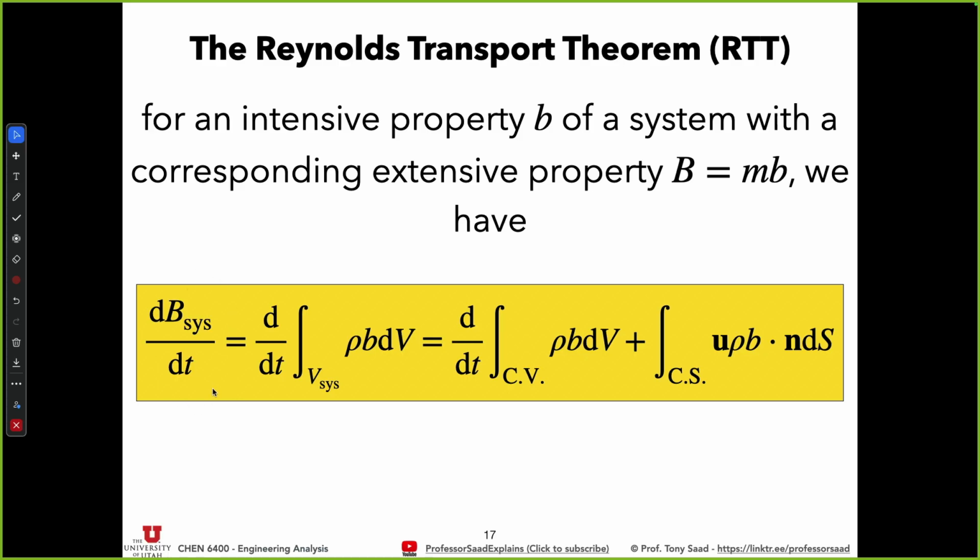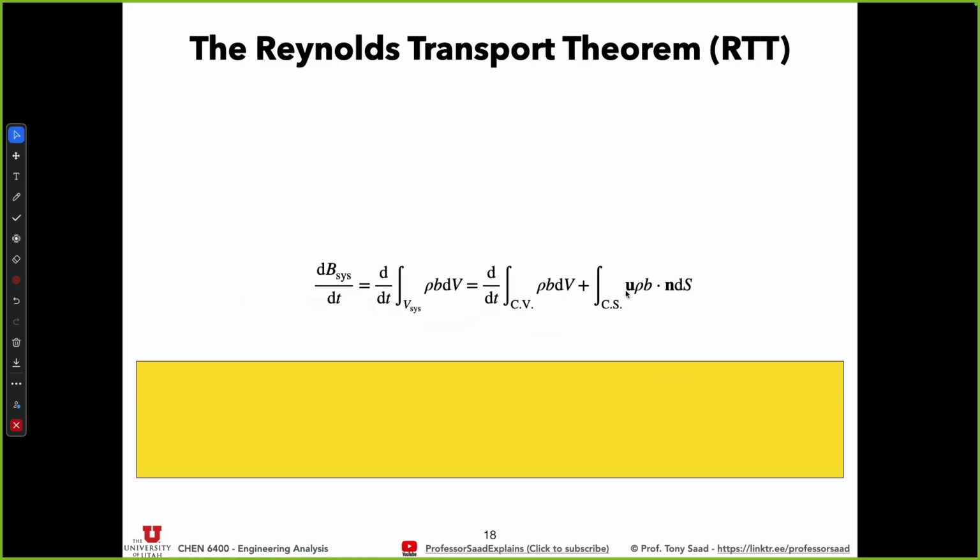Now this is important because now we can see the connection between a Lagrangian form, this total derivative on the left, and the Eulerian form, these integrals and derivatives on the right hand side. And you have these integrals over control volume and control surface. So we can simplify this a little bit more.